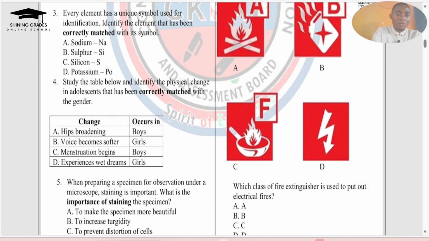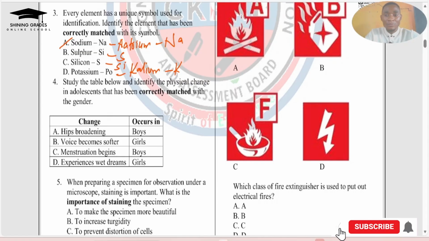Learners, sodium is given its symbol from the first 2 letters of its Latin name, natrium. Sulfur, we always use the first letter of its English name, S. Silicon, we always use the first and the second letter, S and I. Potassium, we use the first letter of its Latin name, kalium. And therefore, learners, the correctly matched element is A, sodium, for Na.